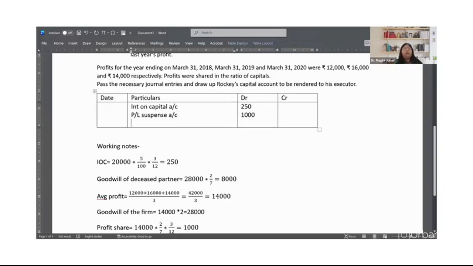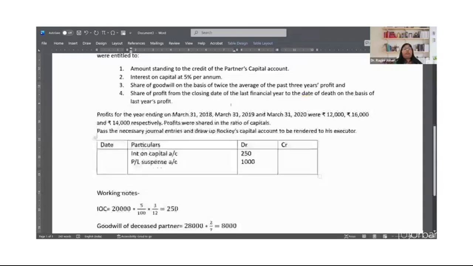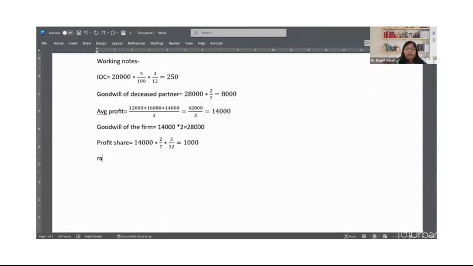Okay. Now, what next has to be done? Then we have general reserve. So what is this general reserve, students? General reserve is past accumulated profit. So this also will be distributed among the three partners in their profit sharing ratio. So again, Rakesh's share in general reserve will be how much? Let's do the calculation for general reserve as well.